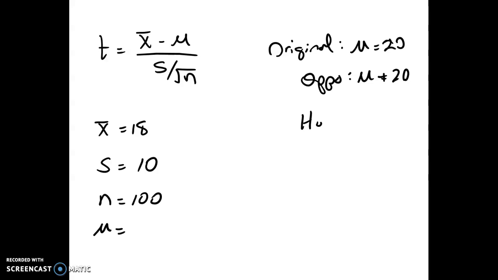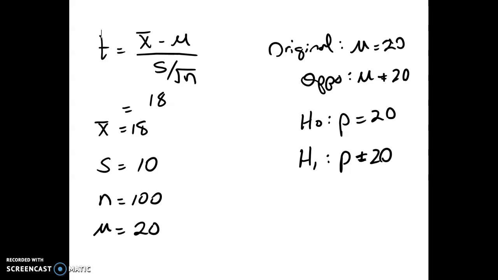Okay, so let's get the null, which always has the equal sign, and the alternative, which never has the equal sign. So mu here should be 20. That's what I'm testing. Okay, so let's plug those numbers in.